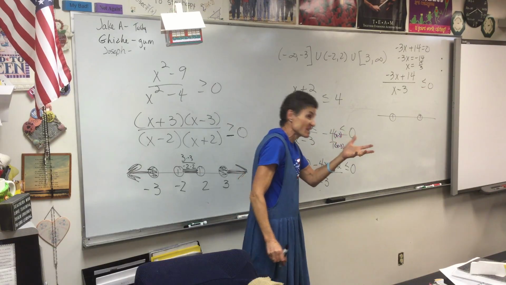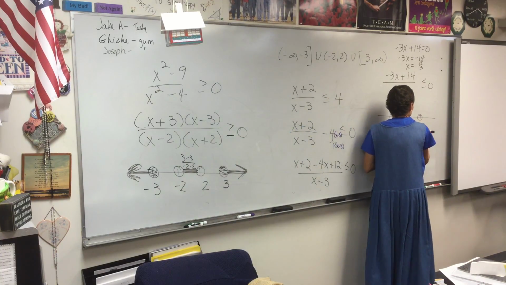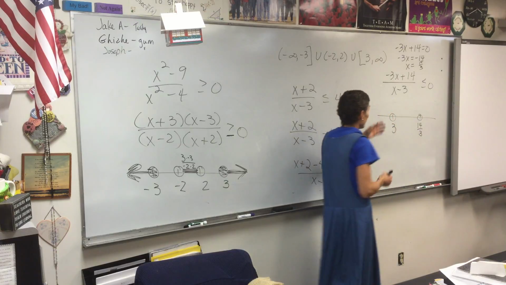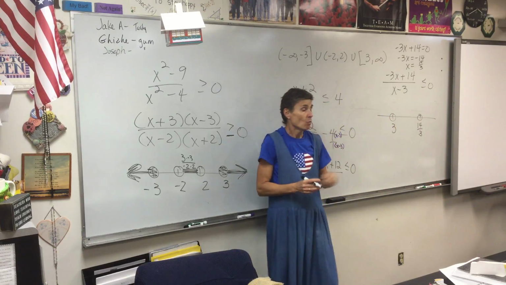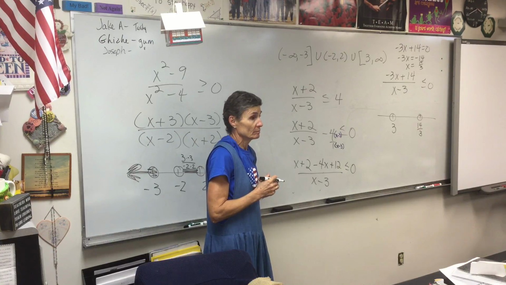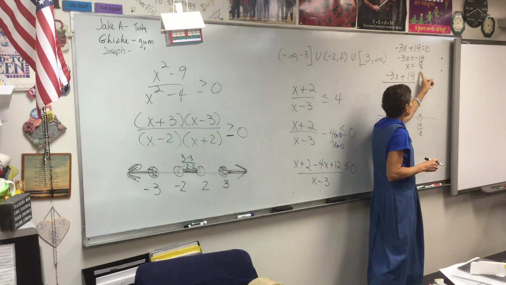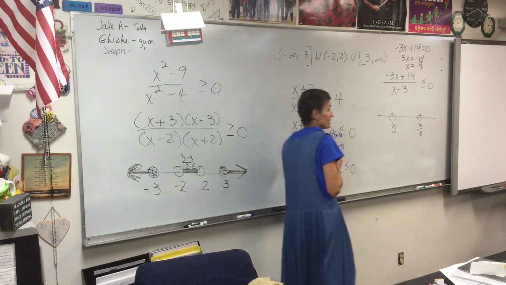Which is 4 something, 4 point something. So I'm going to put 3 here, and I'm going to put 14 thirds here. One of my dots is at 3, one of my dots is at 14 thirds. Notice I didn't guess. I actually worked it out. So I knew that dot was going to be at 14 thirds.